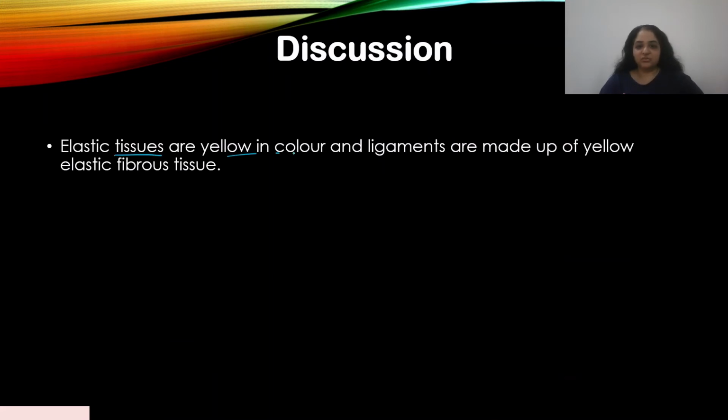So elastic tissues are usually yellow in color. That's how it is. And ligaments are made of yellow elastic fibrous tissue. So ligament is usually a little in between. There are some ligaments which are made up of the white fibrous tissues, and there are some that have only elastic fibers in them. So it's like a mix that has been found in the body.